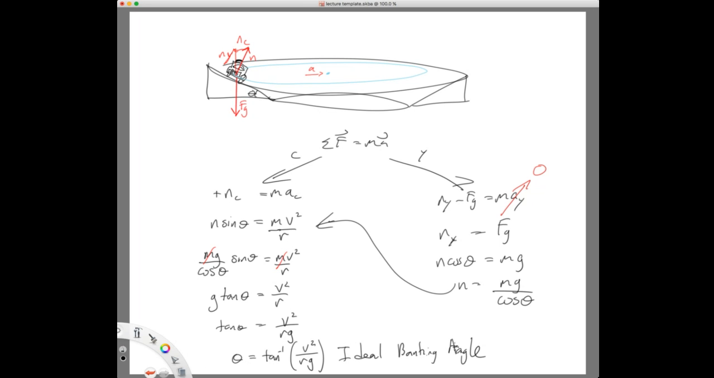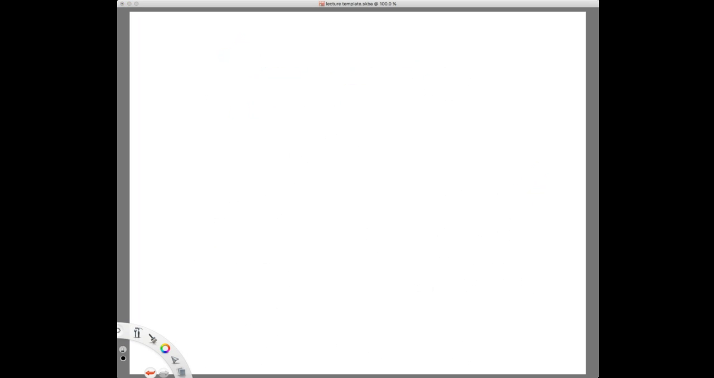Ideal banking angle. So the idea is, suppose we make a road and the radius is 30 meters and we want to be able to travel around it at 20 meters per second. What angle would we need?